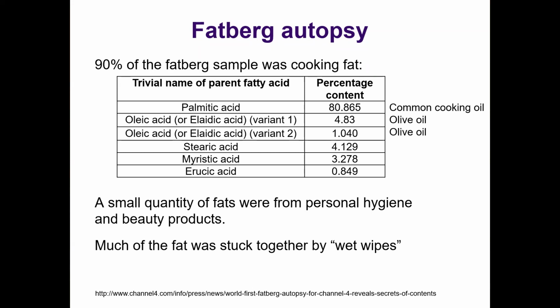Toilet paper, when it's wet, does break down instantly in your hand. But wet wipes are designed to be more durable because you're wiping a baby's bum or something else. And they actually have microfibers of plastic in there that are holding them together. And of course, what they found was that all this fat was captured by these people flushing wet wipes and then forming this giant fatberg. So fun.